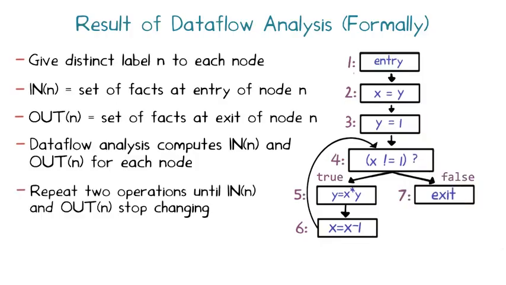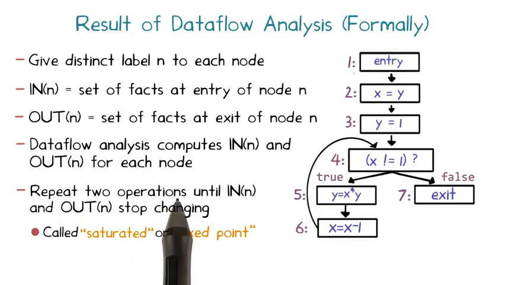It does so by repeatedly applying two operations until the sets of in and out facts for each node in the graph stop changing. At that point, we say that the result of the data flow analysis is saturated, or that it has reached a fixed point. We will next introduce these two operations for reaching definitions analysis. Subsequently, we will see slight variations of these operations for the other three data flow analyses.